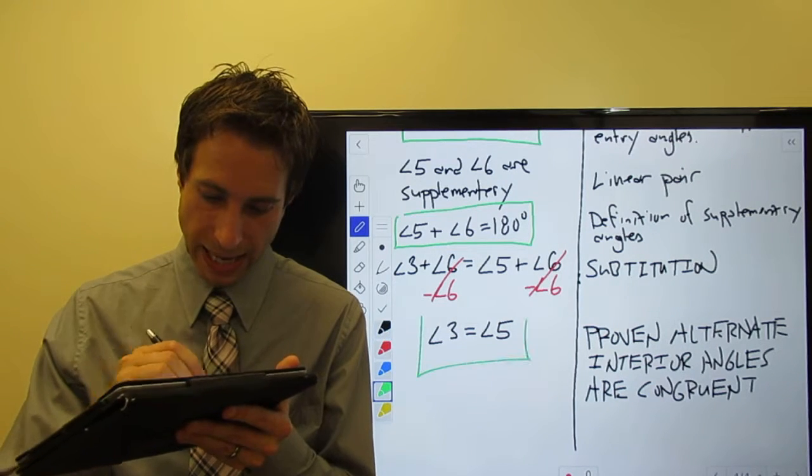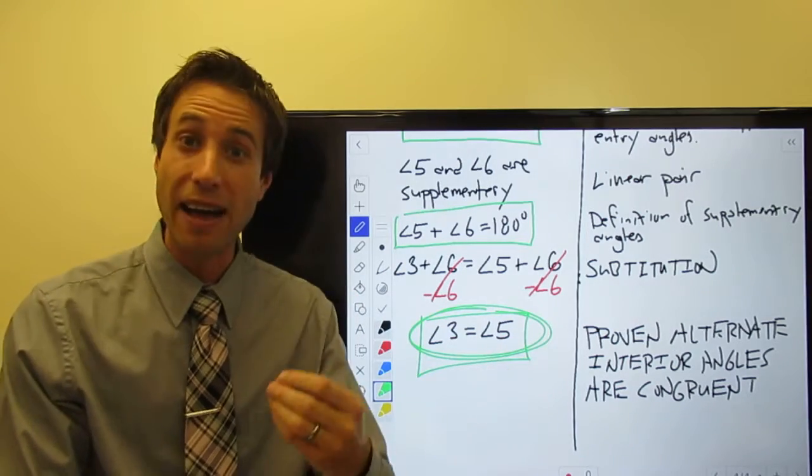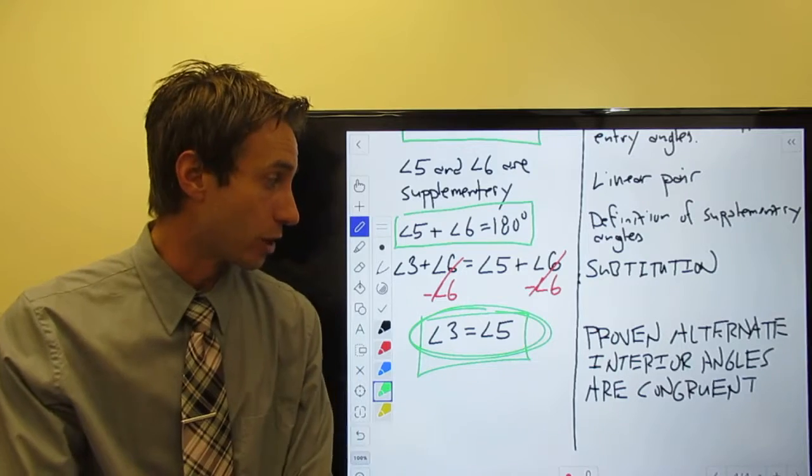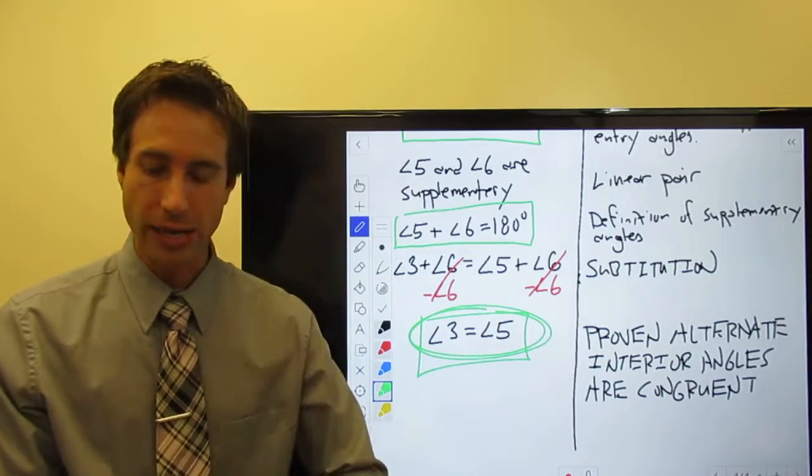Right? That's what I set out to prove. That was my goal. I wanted to prove angle 3 and angle 5 are congruent. They're the same. They're equal to each other. And that's exactly what I just did. I proved that those guys are equal to each other.